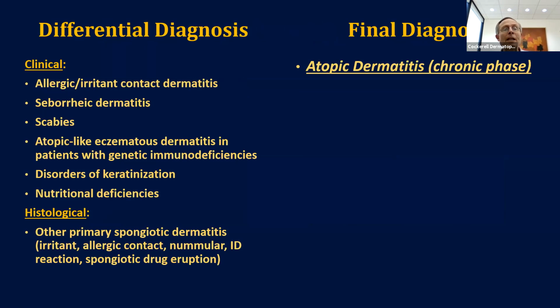So these are some other things that can look a lot like that. One thing I will point out is that the nutritional deficiencies, generally, those don't look that much like atopic dermatitis because they get some ballooning degeneration at the top. They often will get some parakeratosis. They also can get some neutrophils up there too.